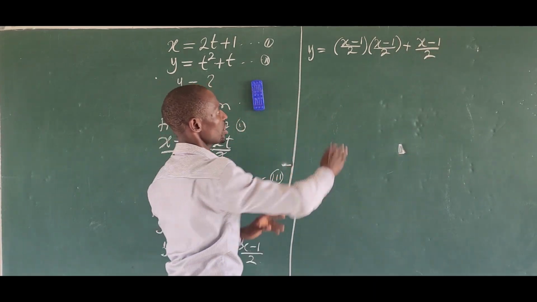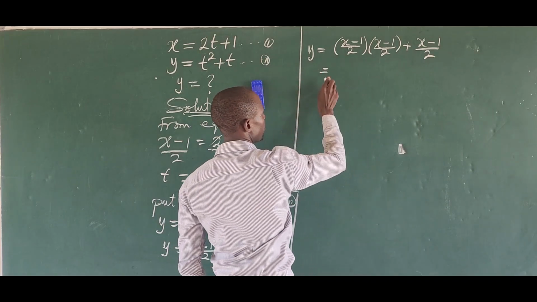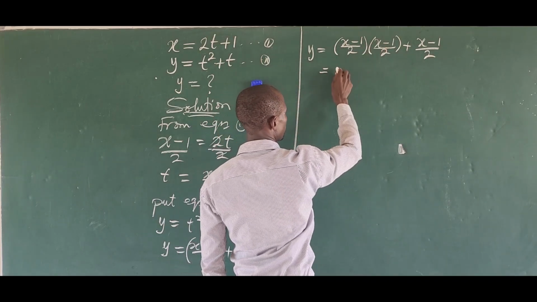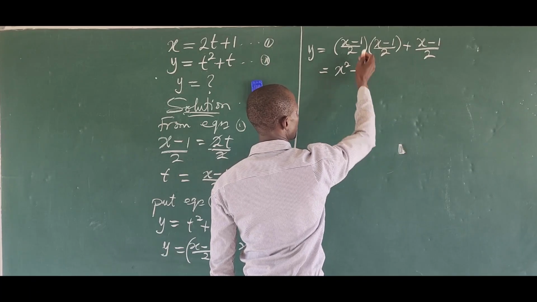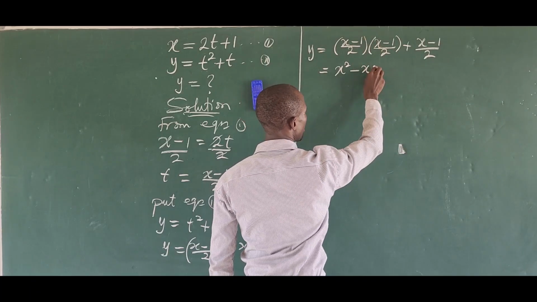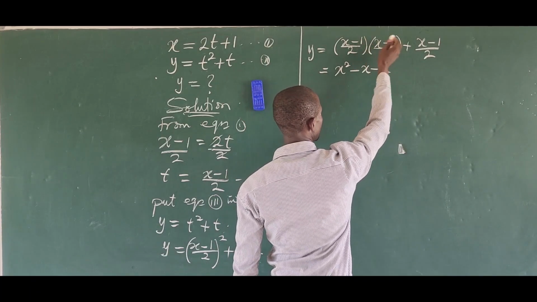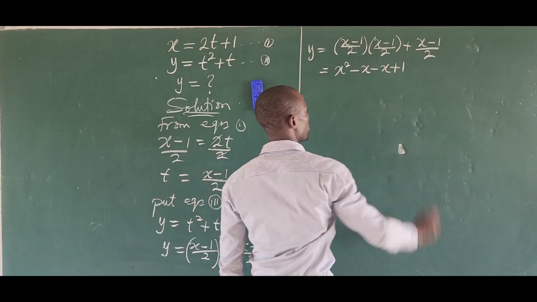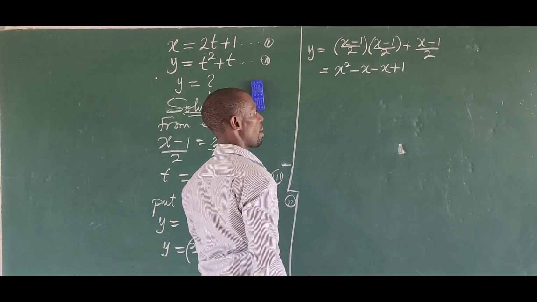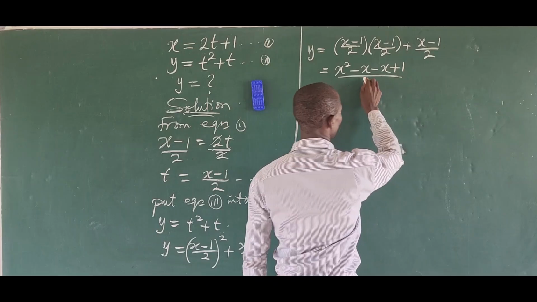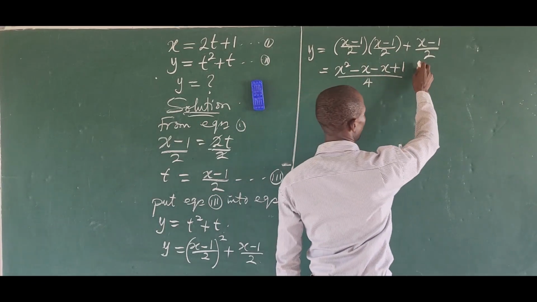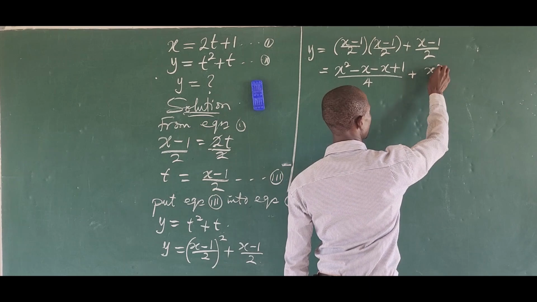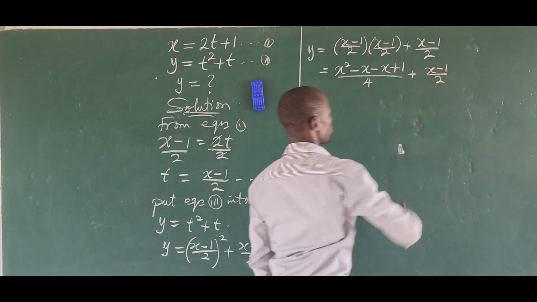Easy. So if we use this to open this, it is going to give us something. This time this will give us x to the power of 2. This will give us minus x. Then this will give us minus x. This time minus times minus will give us plus. So we have plus 1, everything all over 4, 2 times 2 here, right? On the other side, we still have (x minus 1) all over 2.